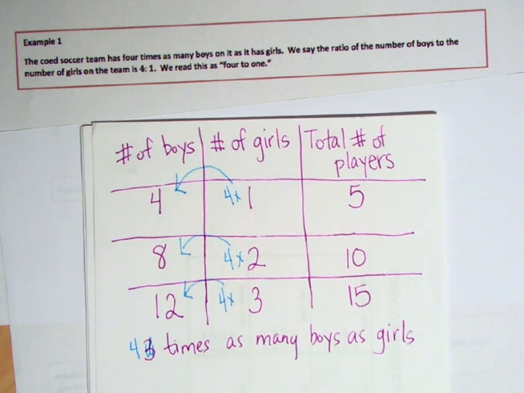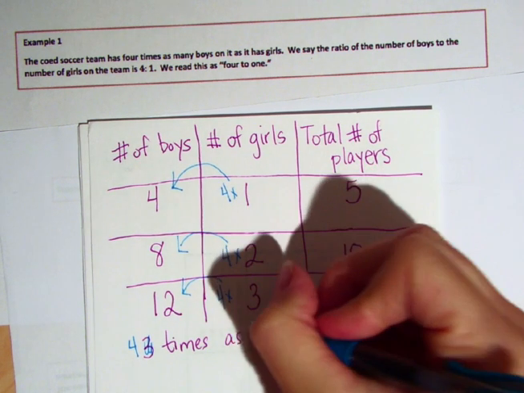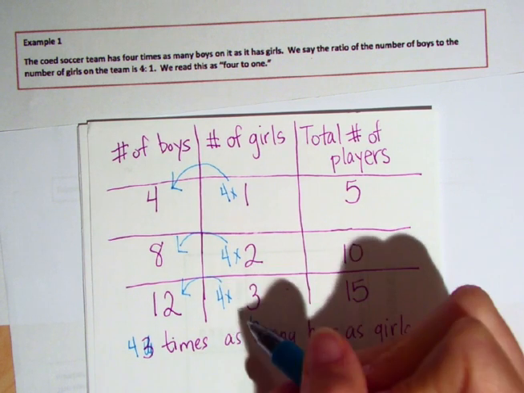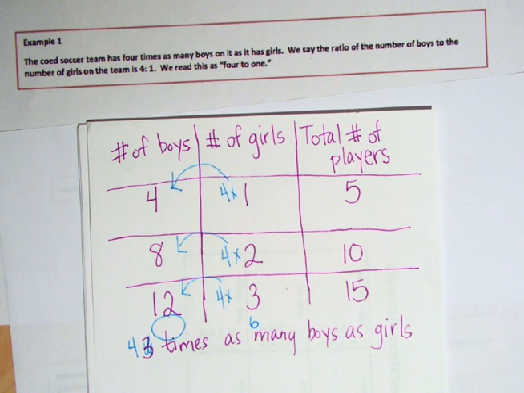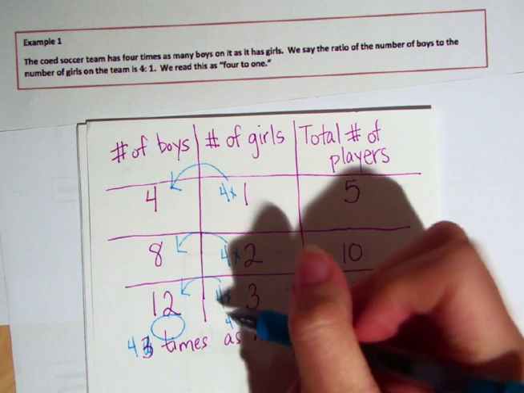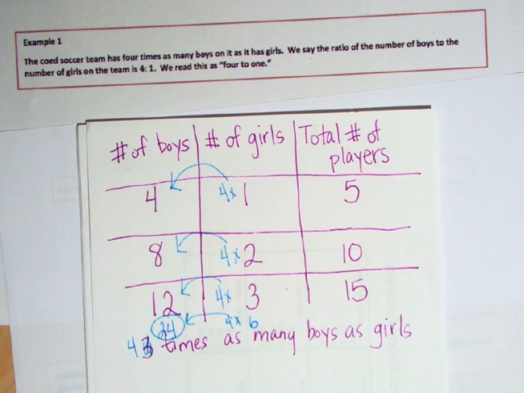Let's think about this one. This is a little bit of a step above where we're going. If there were, let's say, 6 girls on the team, how many boys would there be? If I know that there are 4 times as many boys as girls, all I have to do is multiply times 4, and there would be 24 boys on the team.